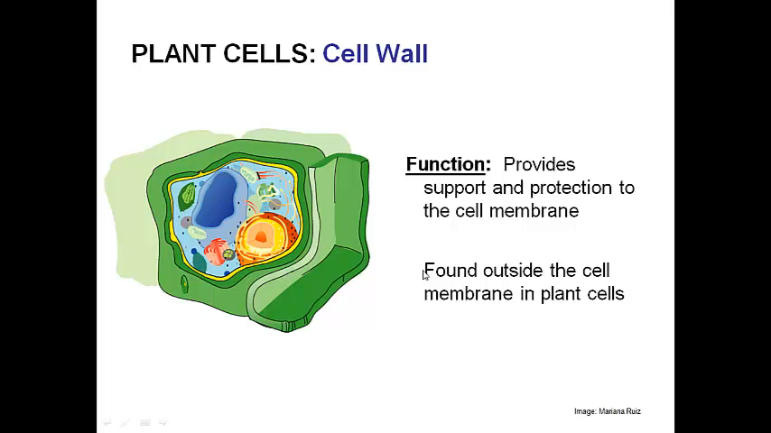So it's found on the outside of the cell membrane in plants. If you imagine this yellow stripe around the plant cell here as being the cell membrane, this thick green border around it is the cell wall. Again, things have to be able to get in and out of the cell wall so they can get in and out of the cell, but it still provides that support and protection.